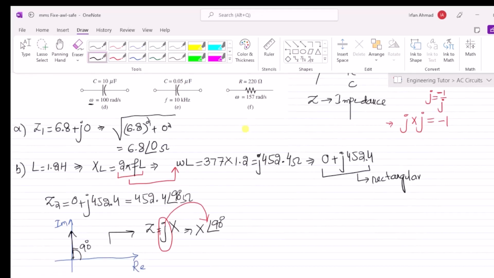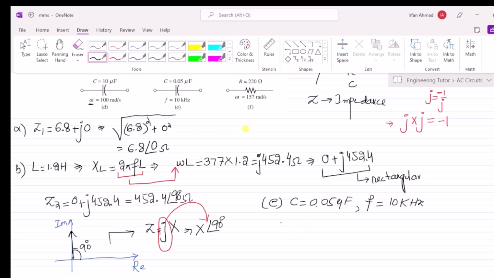Similarly, in order to solve part E of our question, let me solve it here. For part E, we are given that C is 0.05 microfarad, while the frequency here is 10 kilohertz. Now instead of omega, we are given the frequency in hertz.